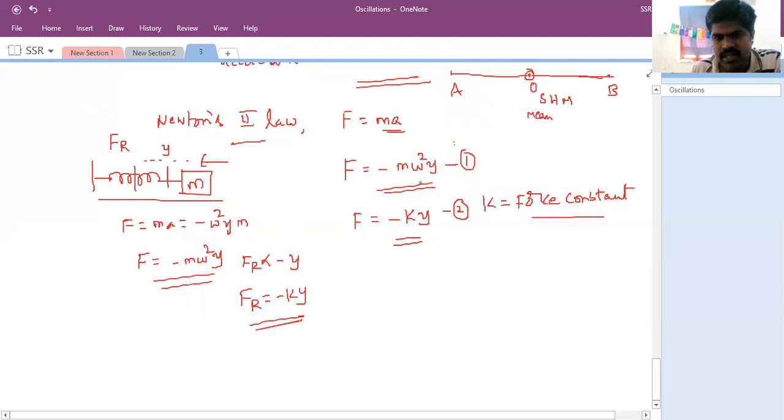But minus ky is equal to minus m omega square y. How did m omega square y come? By using Newton's second law, ma. Are you clear this point?